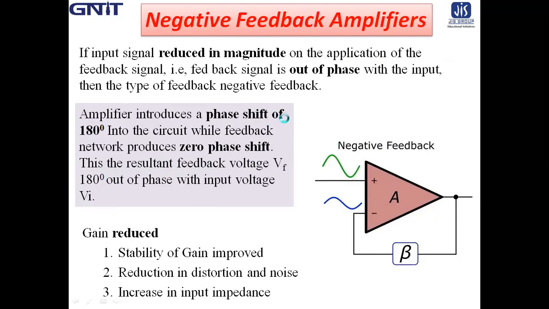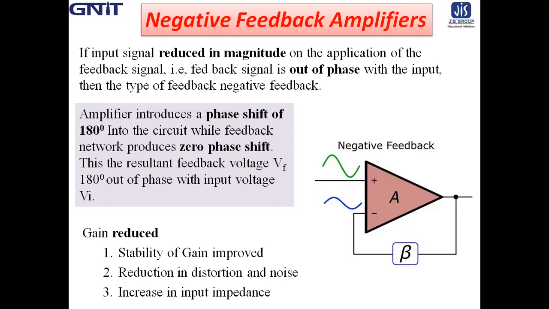Next is the negative feedback. Now, if the input signal is reduced in magnitude on application of the feedback signal, that means the feedback signal is out of phase with the input, then the type of feedback is negative feedback. In this case, the amplifier introduces a phase shift of 180 degree into the circuit, while the feedback network introduces no phase shift. So consequently, the feedback signal is 180 degree out of phase with the input signal.